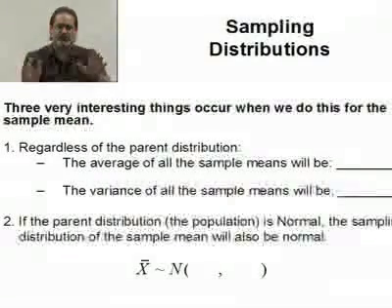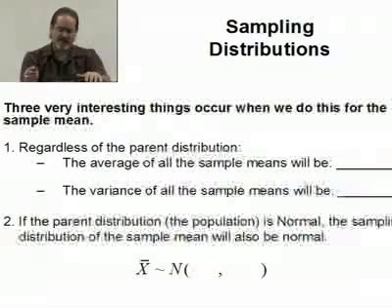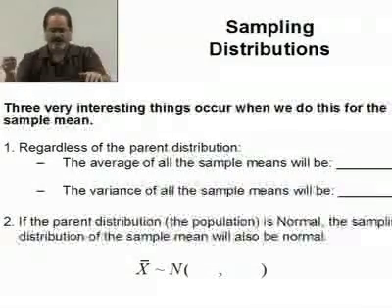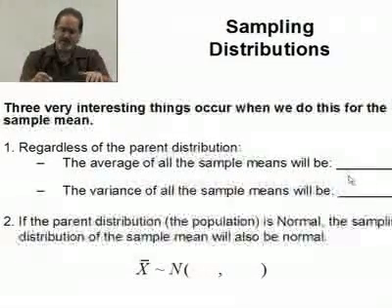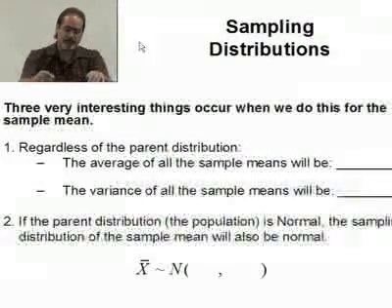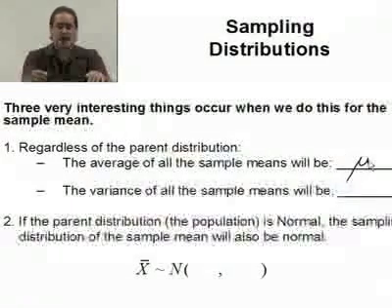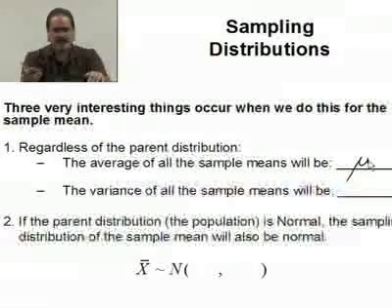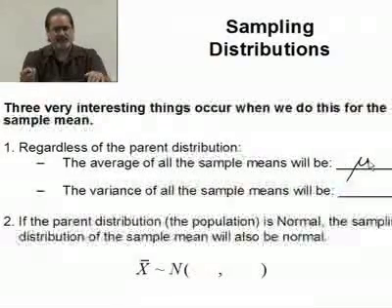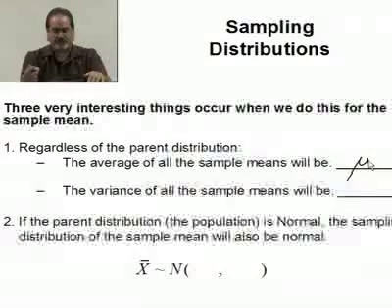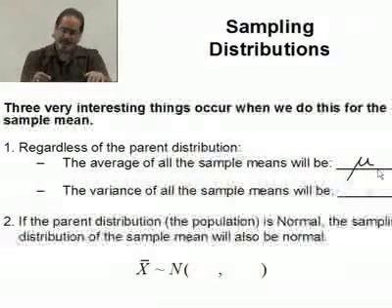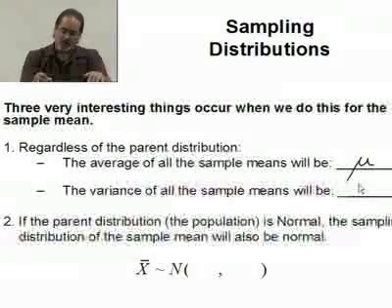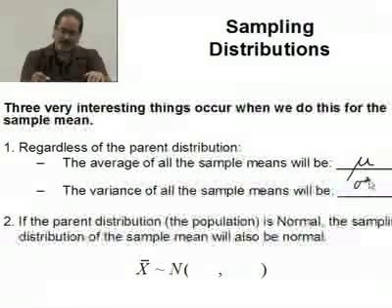Regardless of what the distribution looks like for the population, the distribution of the averages will have a mean that's equal to mu, the true population mean. It doesn't matter what the distribution looks like. If you take all possible samples of the same size, the average of the averages will be mu, the population mean. The variance for the sample means will be sigma squared, which is the population variance, divided by n, the sample size.